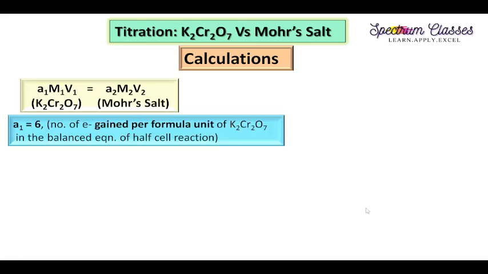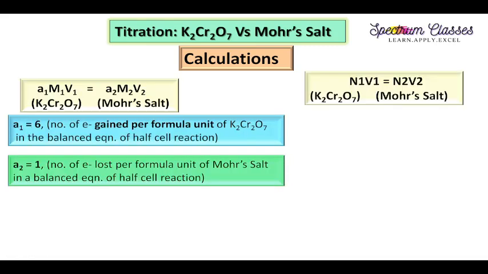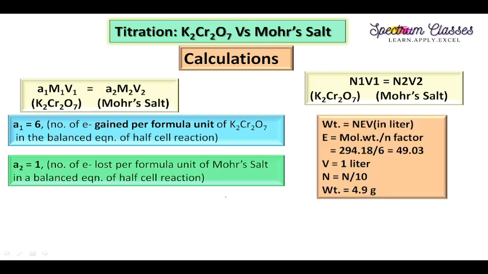Now the calculation part. The calculation can be done in two different ways. One is with this molarity equation, if you have prepared your solutions in molar solutions. If you have prepared your solutions in normal, then you can do the calculation with this. So here equivalent weight is molecular weight divided by n factor. Molecular weight is this much, n factor is this, meaning the number of electrons involved. So this is 6, N by 10 normal solution.